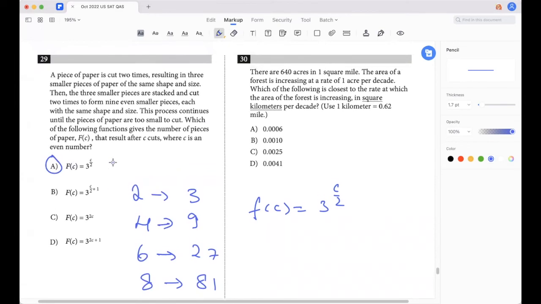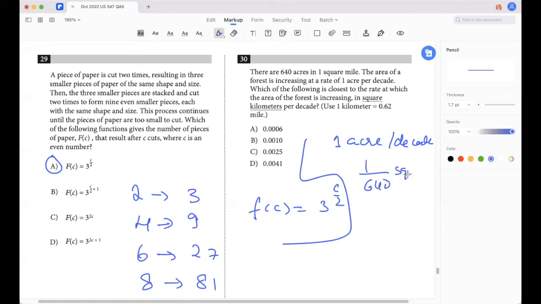There are 640 acres in 1 square mile. The area of a forest is increasing at the rate of 1 acre per decade. Which of the following is closest to the rate at which the area of the forest is increasing in square kilometers per decade? Okay. So it is increasing at the rate of 1 acre per decade. So that is 1 over 640 square miles per decade, right? Because there are 640 acres in 1 square mile.